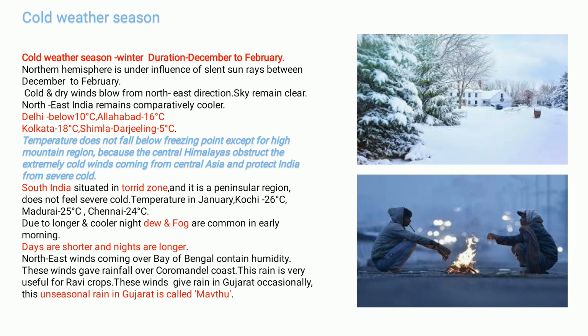The conditions of South India during winter are different from those of North India. South India is situated in the torrid zone and it is a peninsular region also. So it does not feel the severe cold as it has the impact of large water bodies, the Arabian Sea, Indian Ocean and Bay of Bengal. It has the impact of the sea. So the temperature remains moderate. The temperature in January in Kochi remains around 26 degrees Celsius, Madurai 25 degrees Celsius and Chennai 24 degrees Celsius.